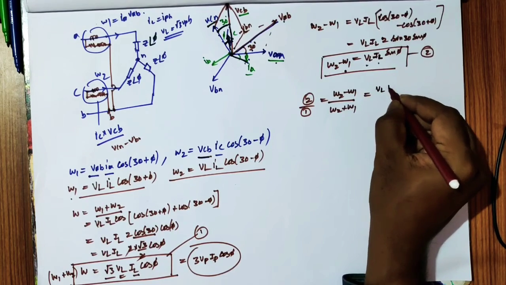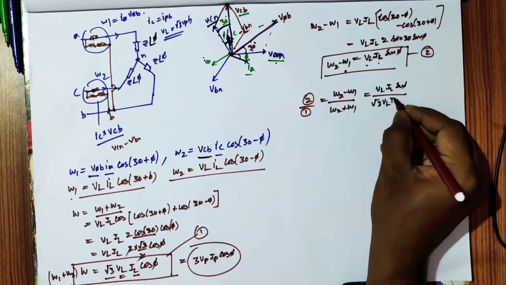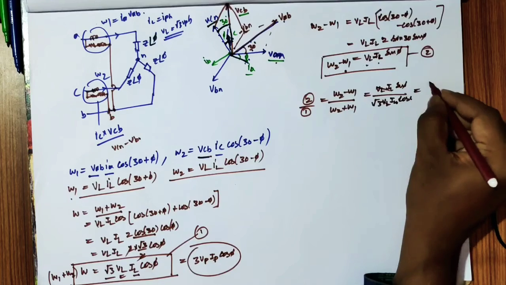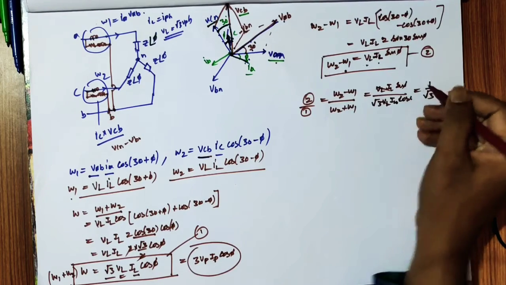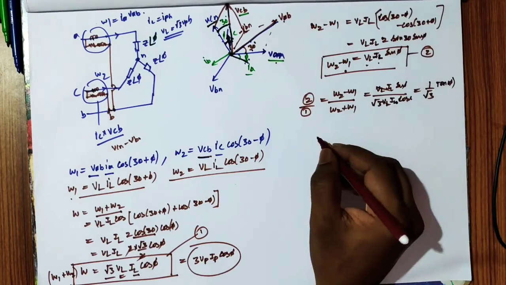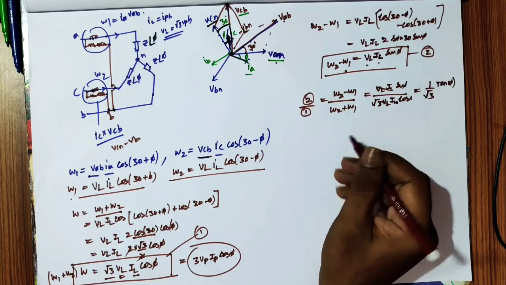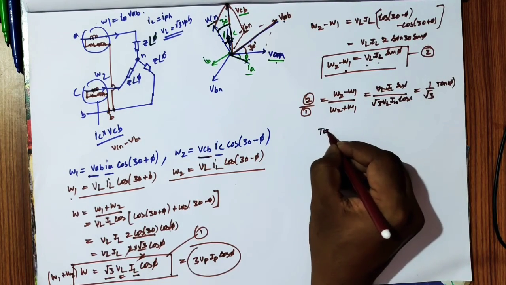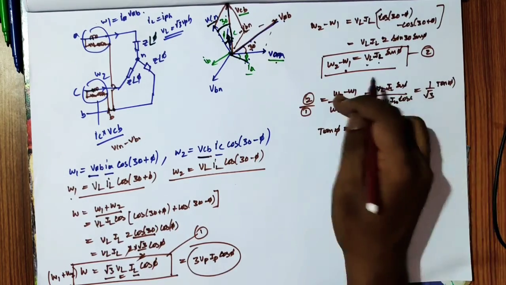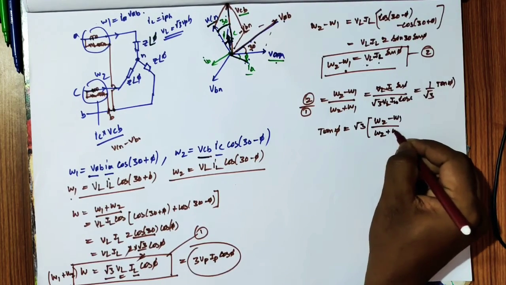That equals VL IL sin phi by root 3 VL IL cos phi. So VL IL get cancelled, leaving 1 by root 3 sin phi by cos phi, which is tan phi. Therefore you obtain the value of tan phi equal to root 3 times W2 minus W1 by W1 plus W2.